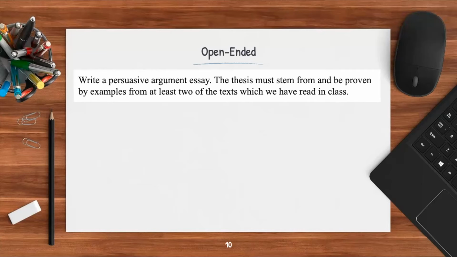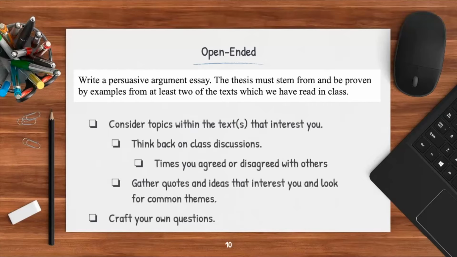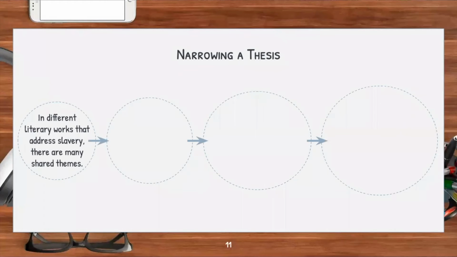While that narrows it down somewhat, it's still basically this because it does not tell you anything about what your thesis should be. So you can think about what themes and topics interest you. Some ways that you can do that are thinking back on a time when you had strong opinions in class, or by gathering quotes that interest you and looking for common themes. And similar to the last one, you can try writing your own prompts as questions that you'd like to answer about the text. So next, we're going to show an example of how to narrow down a thesis.